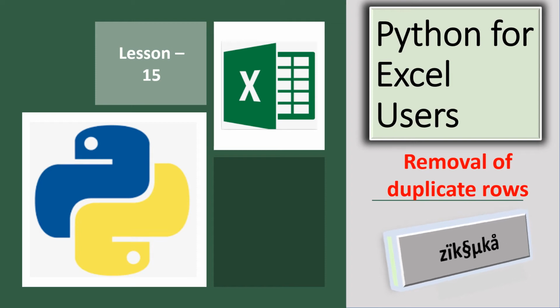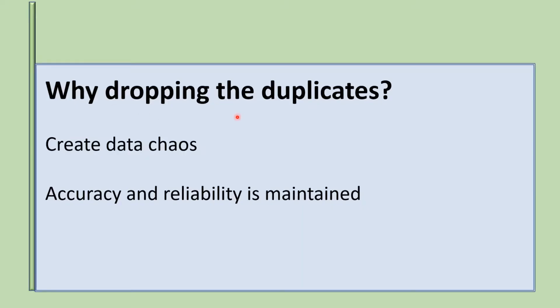Hi all. The current video looks at the removal of duplicate rows from a data frame. Why should we even bother to understand the dropping of duplicate rows?